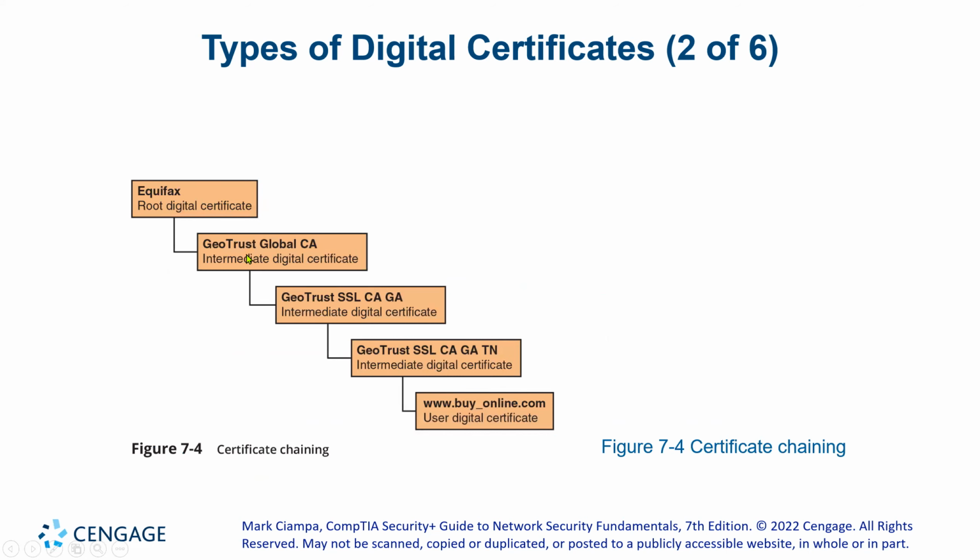So as you can see, this is just an example of the chain. At the top here, you have your Equifax root digital certificate, GeoTrust Global, and then you can see that they're going down to the different ones all the way out to the user digital certificate for that particular website.